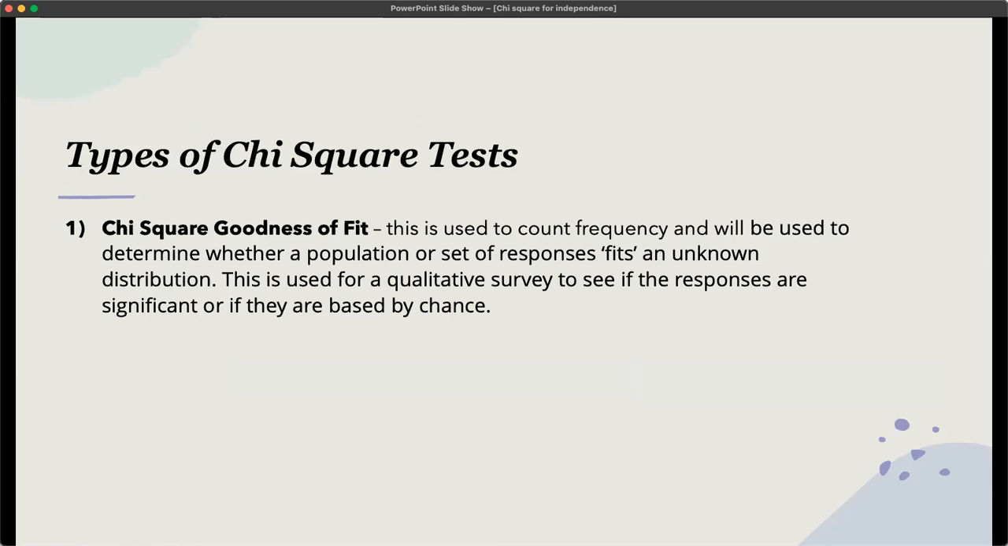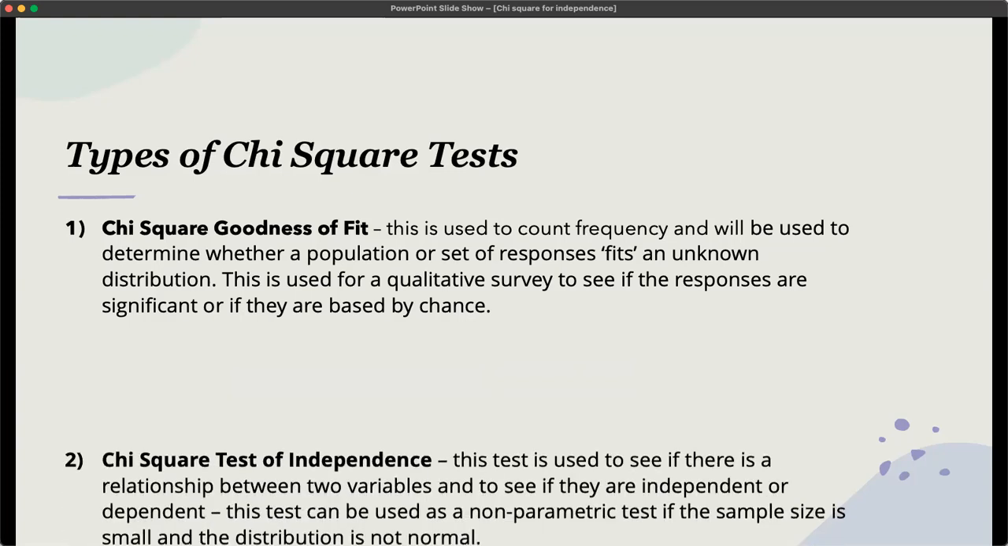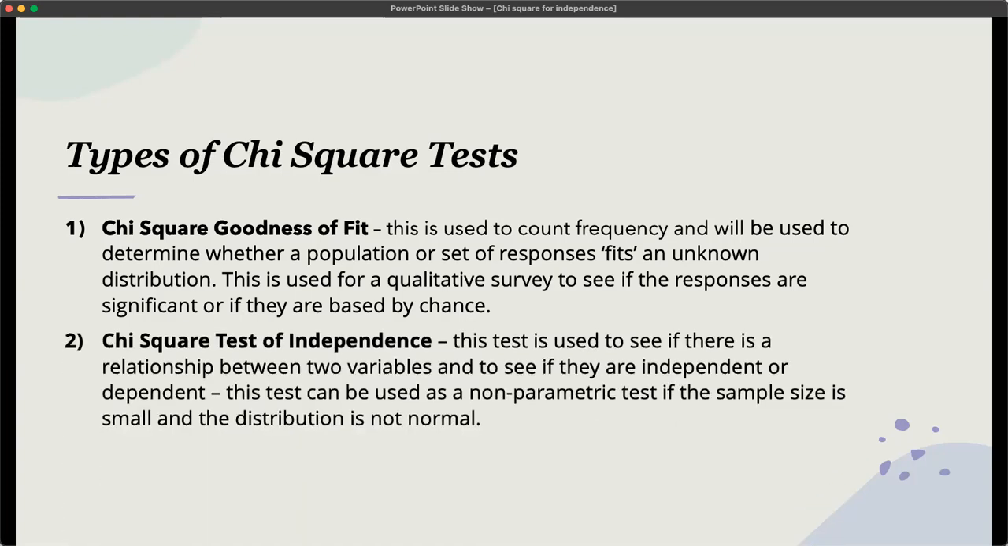We will discuss this test in a different video, but this test is used to count frequency and will be used to determine whether a population or set of responses fits an unknown distribution. This is used for a qualitative survey, like a Likert scale, to see if the responses are significant or if they're based on chance. The one we're going to look at today is the chi-square test of independence. This test is used to see if there is a relationship between two variables and to see if they're independent or dependent.